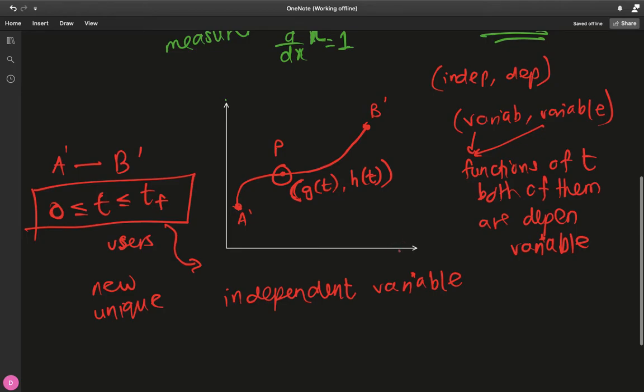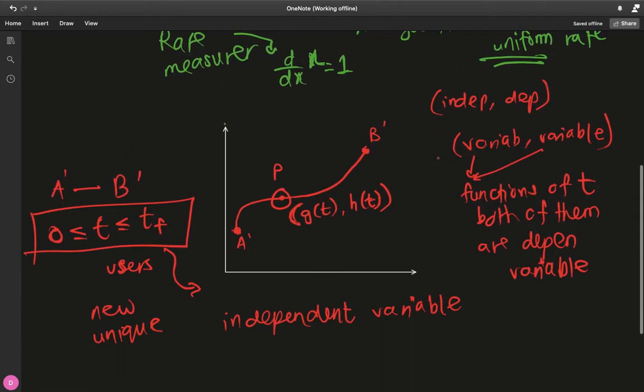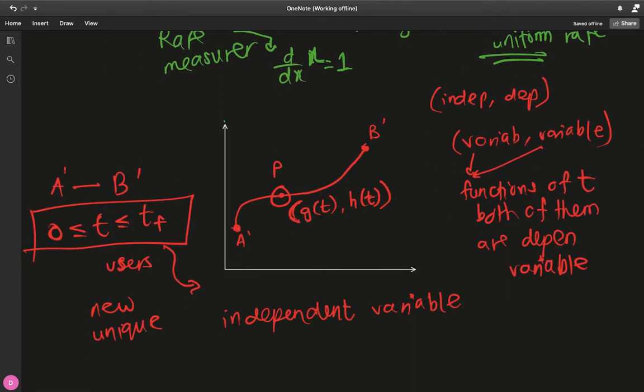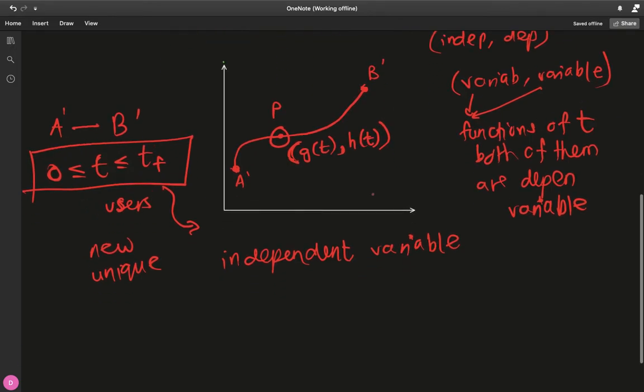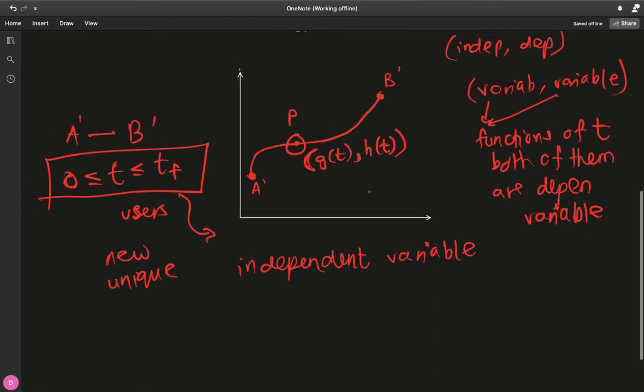So now we have two dependent variables, functions of t, and whatever function you have for g does not affect whatever function you have for h. So say if you have t squared in place of g, and you have t cubed in place of h, the fact that g is t squared does not affect the fact that h is t cubed.